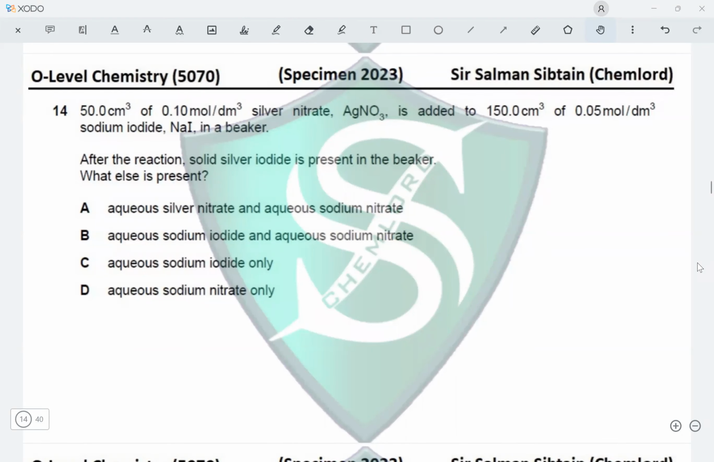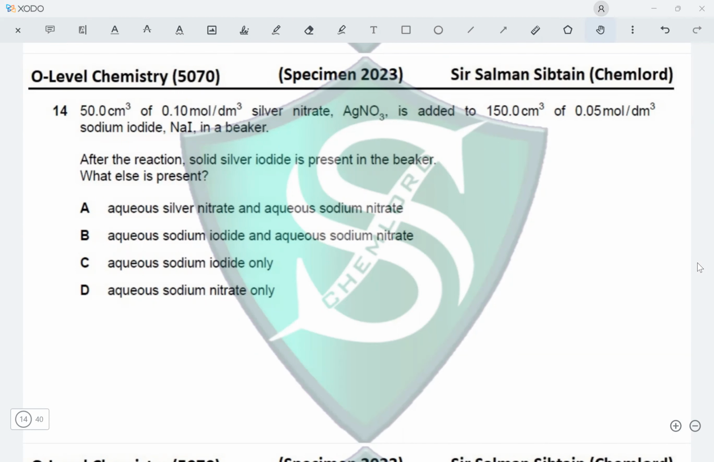Question 14. 50 cm cube of 0.1 mole per dm cube silver nitrate is added to 150 cm cube of 0.05 mole per dm cube sodium iodide in a beaker. After the reaction, solid silver iodide is present in the beaker. What else is present? So, in order to find this out, first we will have to find out the moles of silver nitrate and the moles of sodium iodide that were reacted.